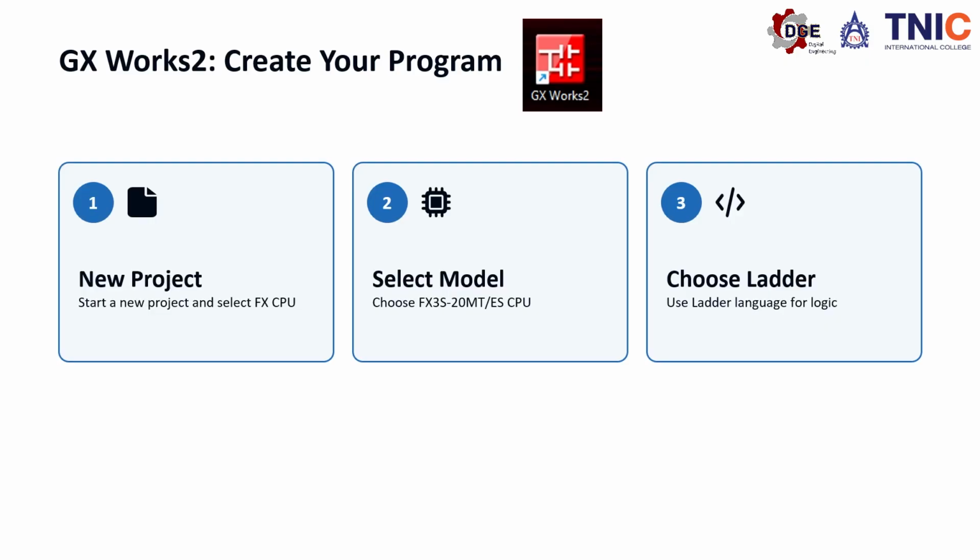Create your program. At the first step, that is a new project. Select the module. With the new project, you need to choose the family CPU. Select the FX series, and the series of that is the FX3S CPU. After that, choose the ladder for the logic.